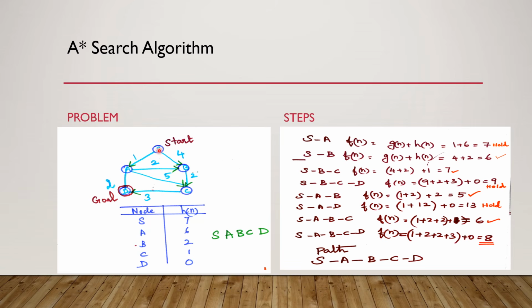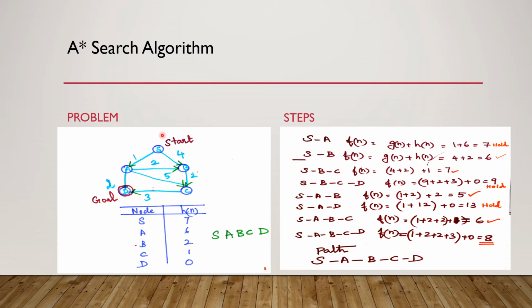In the problem itself, they have mentioned which one is the start node. S is the start node and D is the goal node. The values available in the problem are called path cost values. From that only we calculate the G of n value. From this tabulation we can take the heuristic value, that is the H of n value.